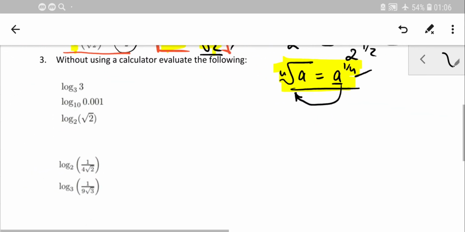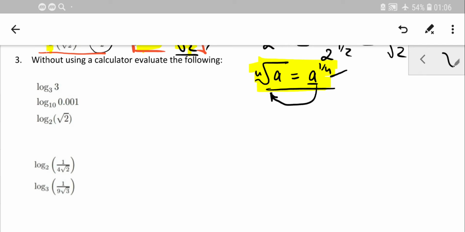Okay, what we're gonna do here, without using a calculator, evaluate the following. Okay, now it's about how to calculate logs. How to calculate logs, like what's the result here? Okay, the general idea how to do that is to simply put x on the right side. So let's say it's an unknown result. You don't know the result. Okay, what to do next?